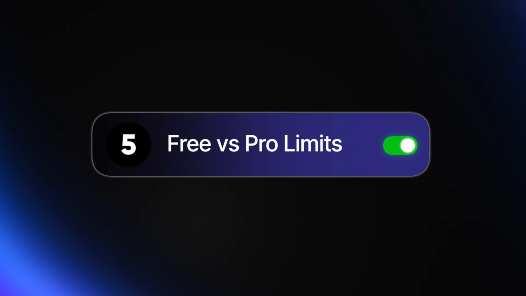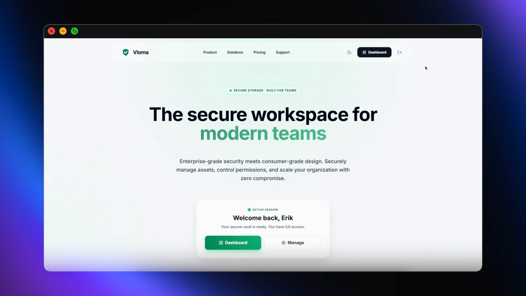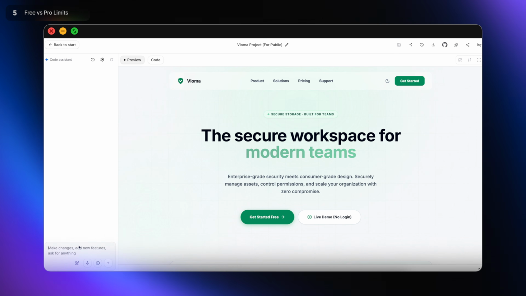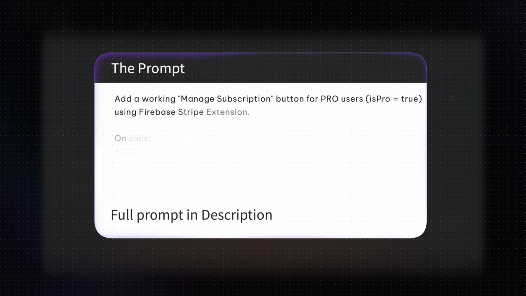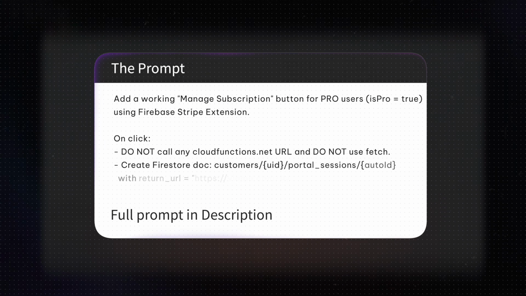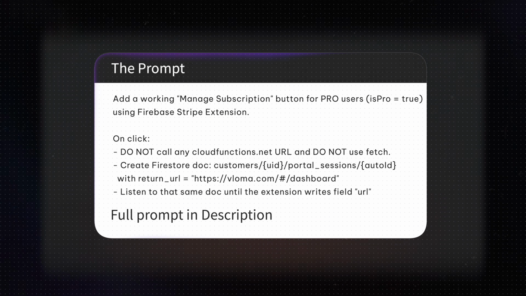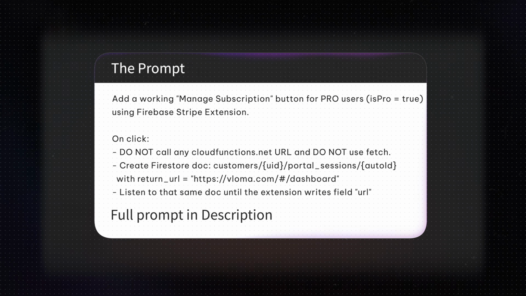Now we're in step 5, and this step is very simple. At this point, the subscription system works, the pro status updates correctly, and everything is connected. Now we just need to add 2 small things to make the app feel like a real SaaS: free versus pro limits, and basic Firestore plus storage protection rules. I'll start by adding one prompt that sets the free and pro limits. This prompt adds simple checks before creating files or folders. So free users stop at the free limit, and pro users get higher limits.